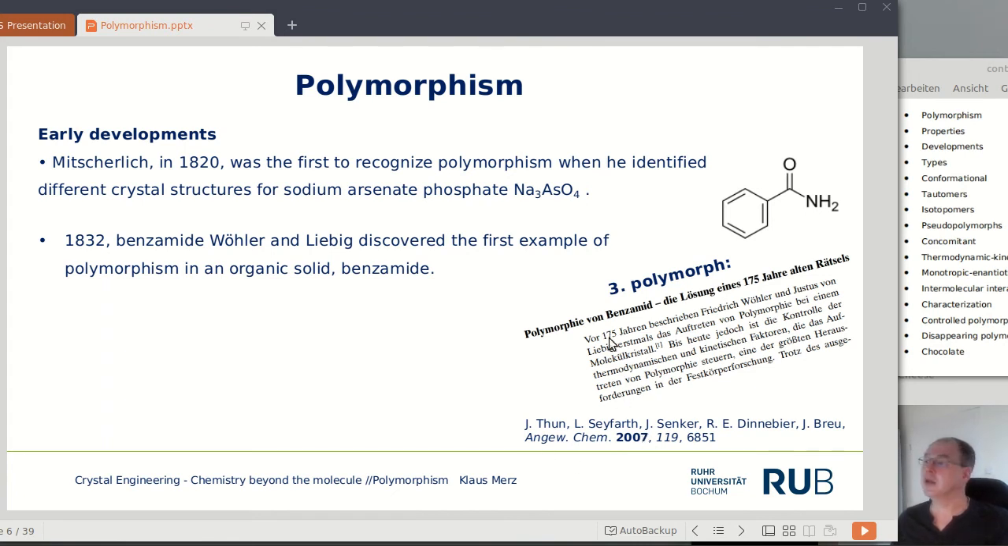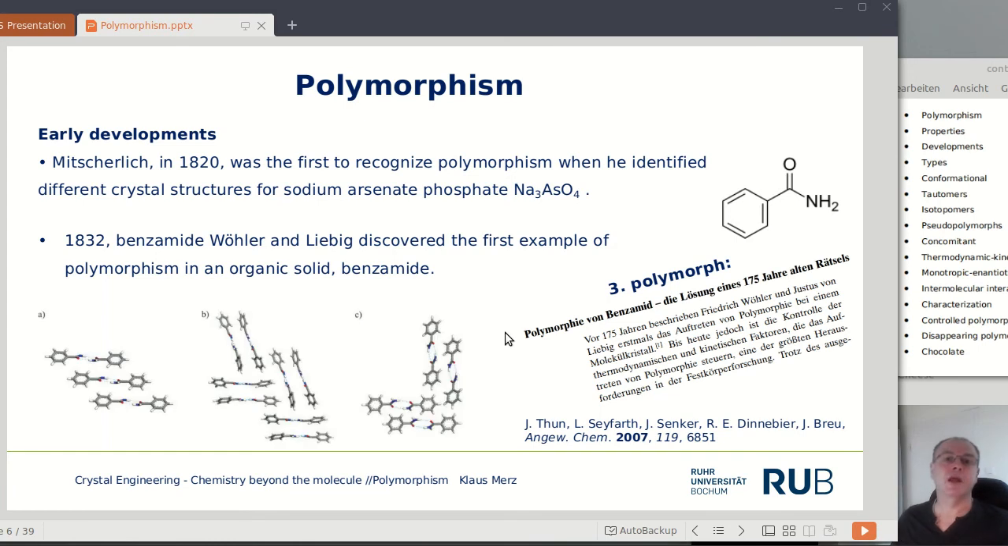As you see here, for 175 years, since Friedrich Wöhler and Justus von Liebig developed and investigated the polymorphism of general crystals, until today one task is to control the crystallization behavior to get a special polymorph. Something like this here in the abstract. And here are the different polymorphs of benzamide, A and B. These are the polymorphs suggested and generally investigated by Wöhler and Liebig.